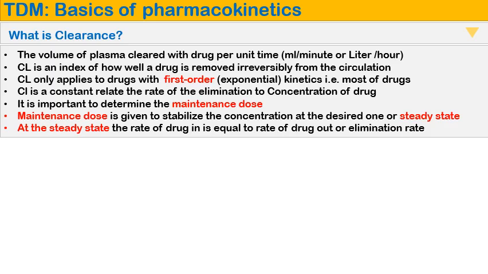It's a constant in the relation between the rate of elimination and the concentration of the drug. It is important for determination of the maintenance dose. Maintenance dose, from its name, maintenance, is used to stabilize. Maintenance dose is given to stabilize the concentration at the desired concentration, or steady state. At the steady state, the rate of drug administration is equal to the rate of drug elimination.